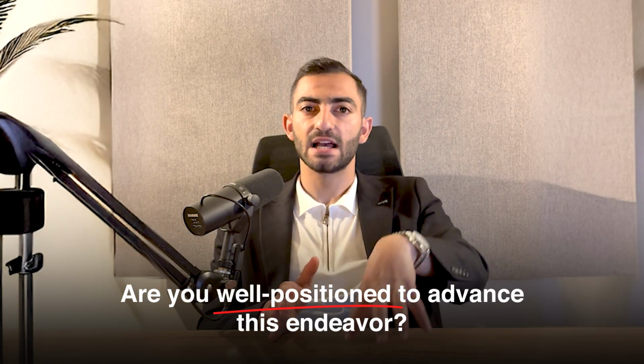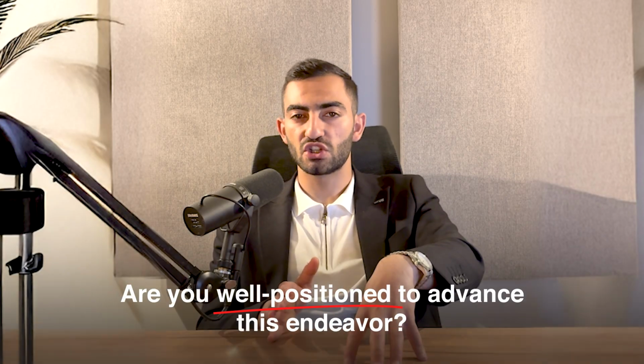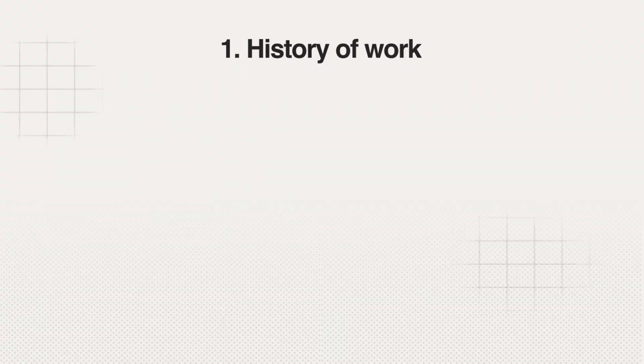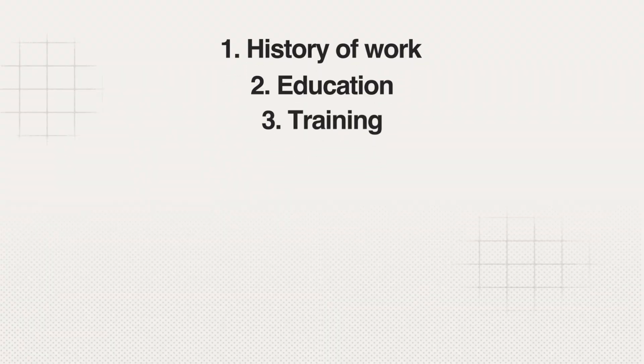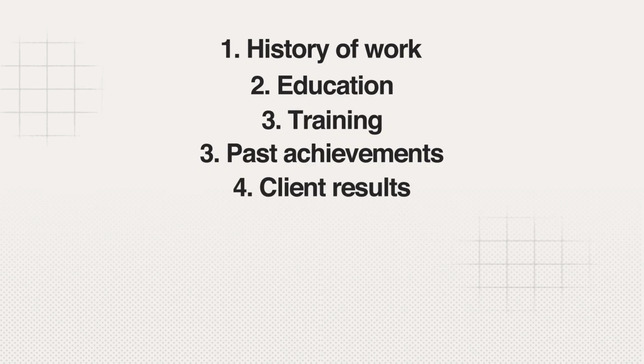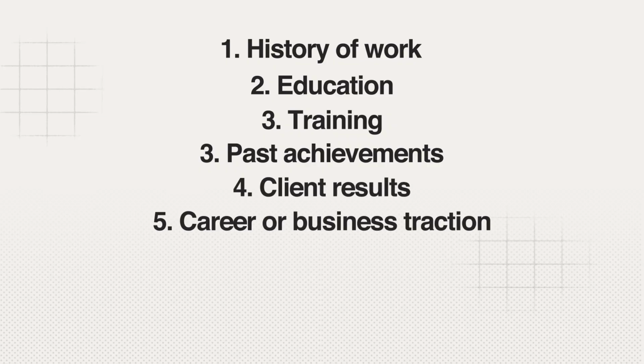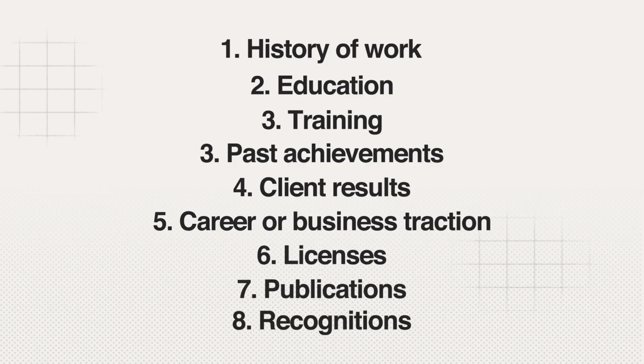The second part of the test is about you. Are you well positioned to advance this proposed endeavor? Keyword: well positioned. Basically, are you credible enough to do what you're saying you're going to do in the United States? Here, USCIS is trying to understand if your planned work is more than just speculation. Have you done what you're saying you've done? They're going to look at your history of work, your education, training, past achievements, client results, career or business traction, any licenses, publications, recognitions, anything that could be relevant, and your coherent plan of how you're going to continue this endeavor.